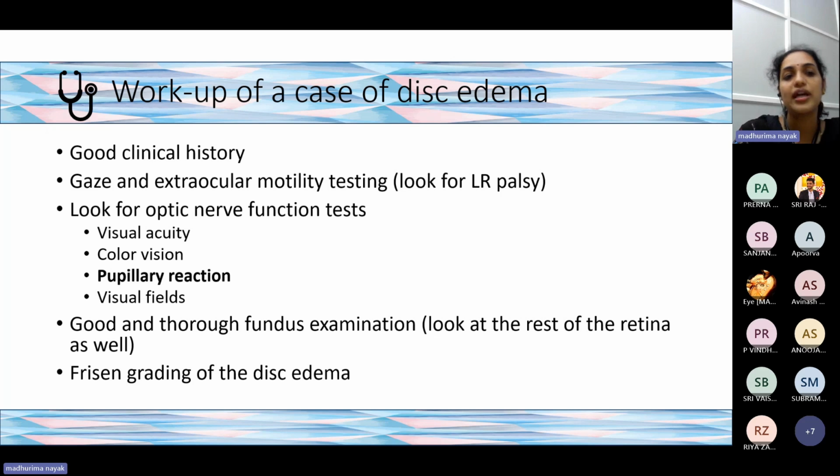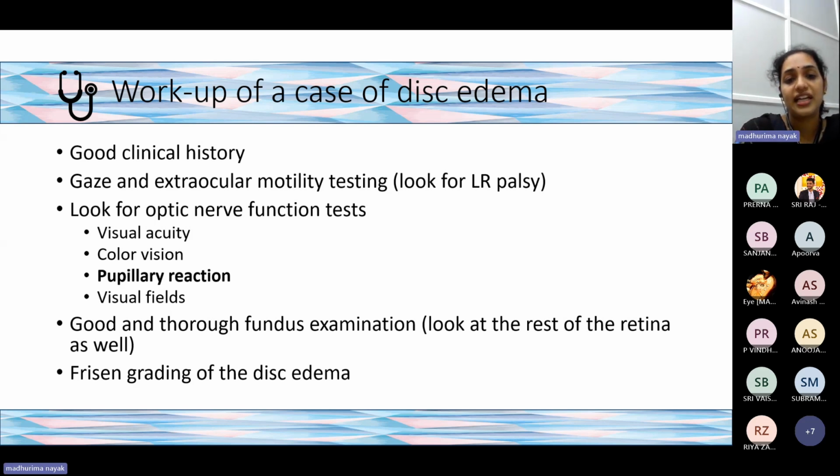So these four help you decide whether the disc swelling is associated with a dysfunction of the optic nerve or not, and thus it will guide you towards your diagnosis. Amongst these, I really respect the pupillary reaction a lot because the pupil will never give away. It's an infallible test. Even though there is optic neuropathy, you can have a good visual acuity or color vision, or the fields might be normal, but the pupillary reaction is never normal.